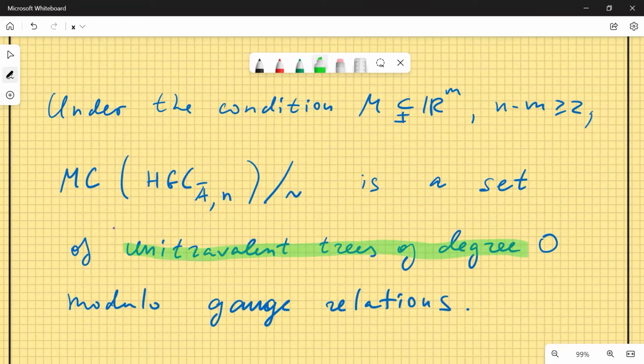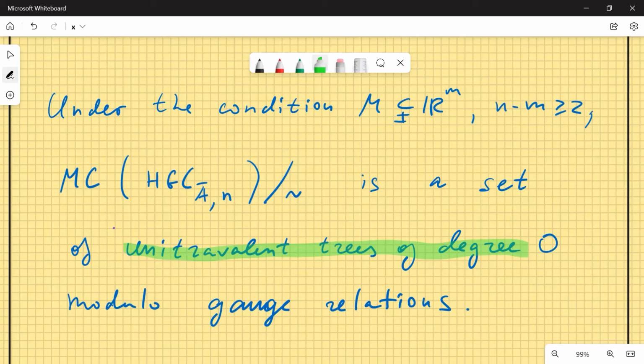Only graphs that don't have loops appear. And for such graphs, we know that the homology of the graph complex is concentrated in the trees. So therefore, only unitrivalent trees of degree 0 will contribute to this invariant. I somehow want to emphasize that we get the invariance not in a vector space, but rather in just a set. But still, it's going to be a very interesting invariant.